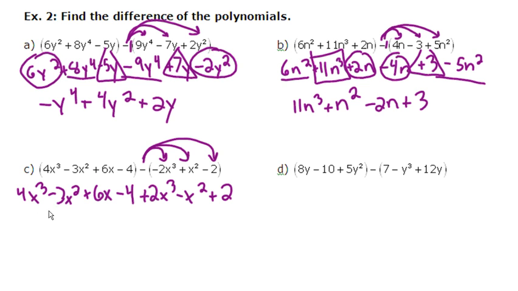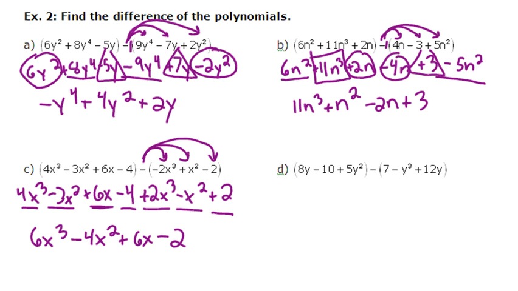Now I'm combining like terms, so I'm going to do this without the shapes this time. So 4x cubed and 2x cubed make 6x cubed. Negative 3x squared and negative x squared make negative 4x squared. 6x, that's the only regular x, so I just rewrite it. And then negative 4 plus 2 is negative 2.